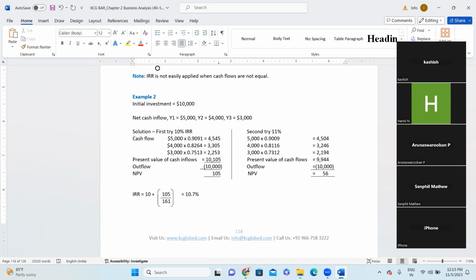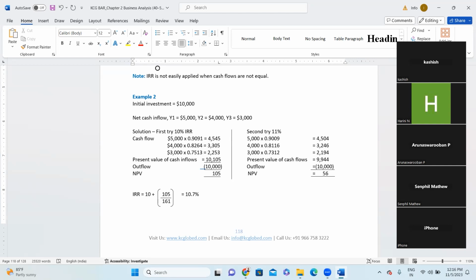So the total is 10,105 at 10% and 9,944 at 11%. Your investment is 10,000, right? So in the first option, 105 is positive and in the second option, 56 is negative. So what is the total? 105 plus 56 is 161. So 10% plus 105 divided by 161 will be the IRR percentage.